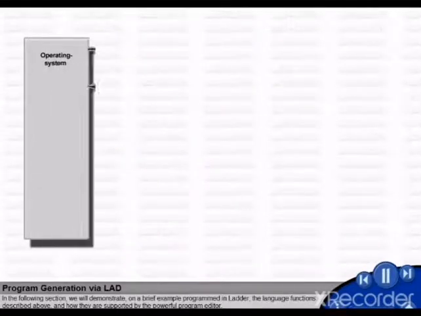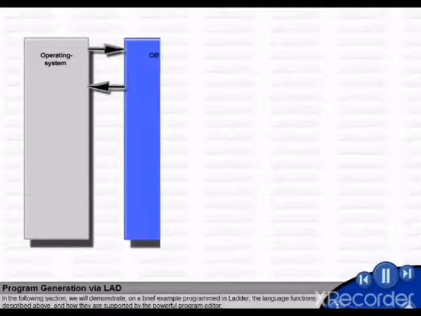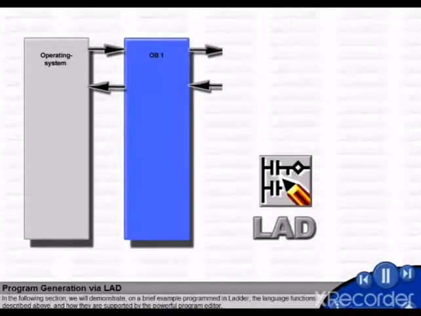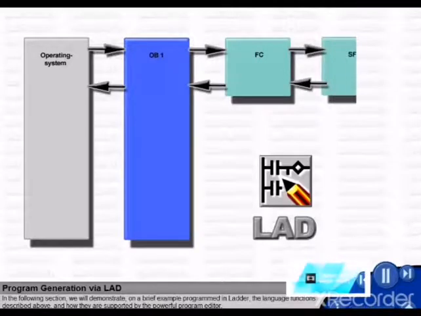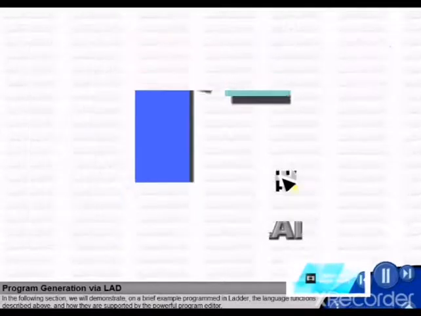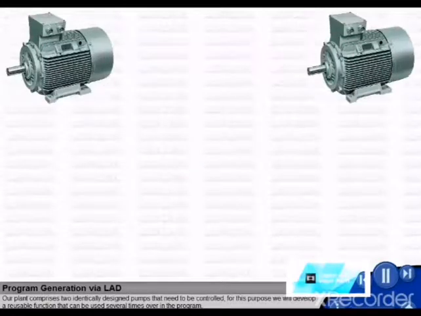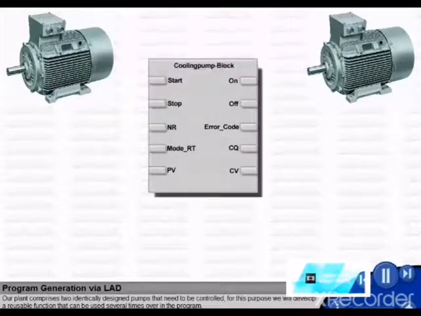In the following section, we will demonstrate on a brief example programmed in ladder the language functions described above, and how they are supported by the powerful program editor. Our plant comprises two identically designed pumps that need to be controlled. For this purpose, we will develop a reusable function that can be used several times over in the program.